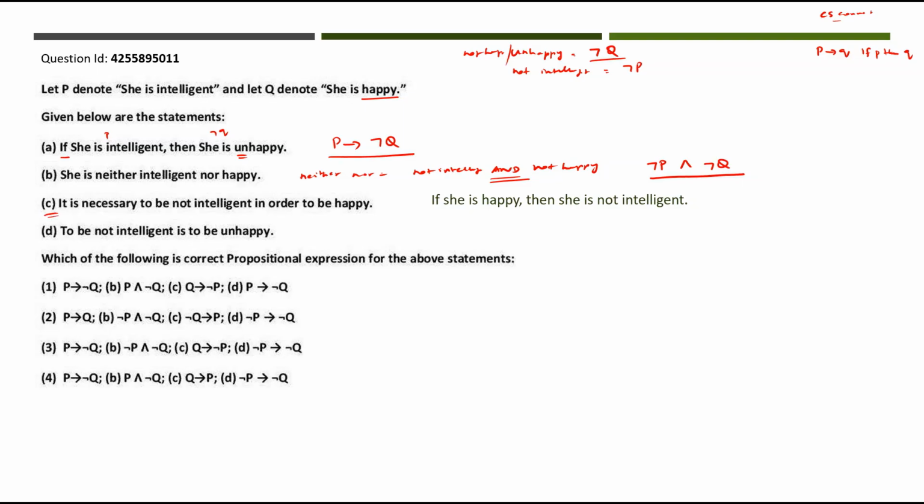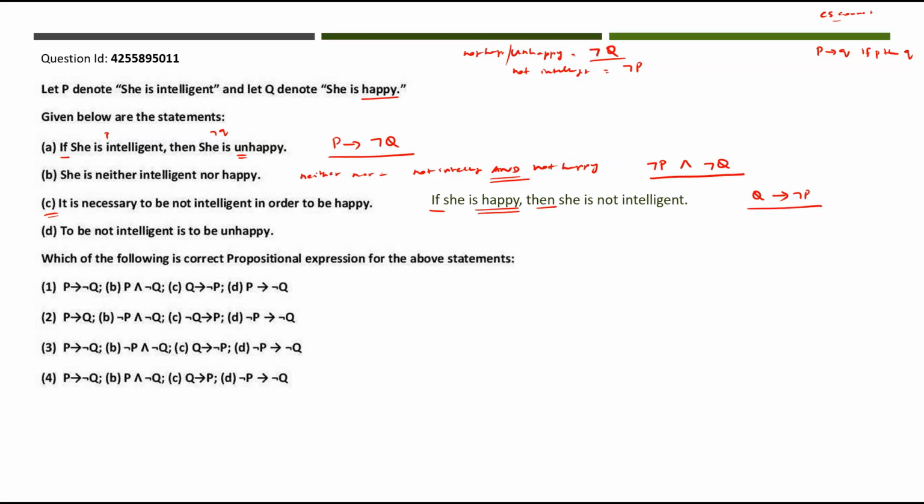It is necessary to be not intelligent in order to be happy. They say if someone wants to be happy, that person should not be intelligent. So if you take it in the form of conditional, it is: if she is happy, then she is not intelligent. Now you can translate this: she is happy is Q, not intelligent is negation of P. Since we have if and then, we go with conditional. So the expression is Q implies negation of P.